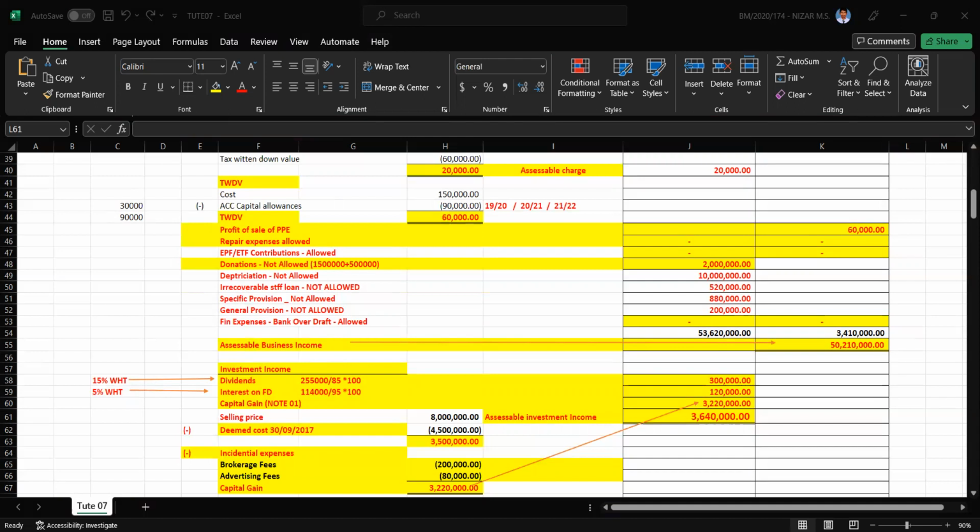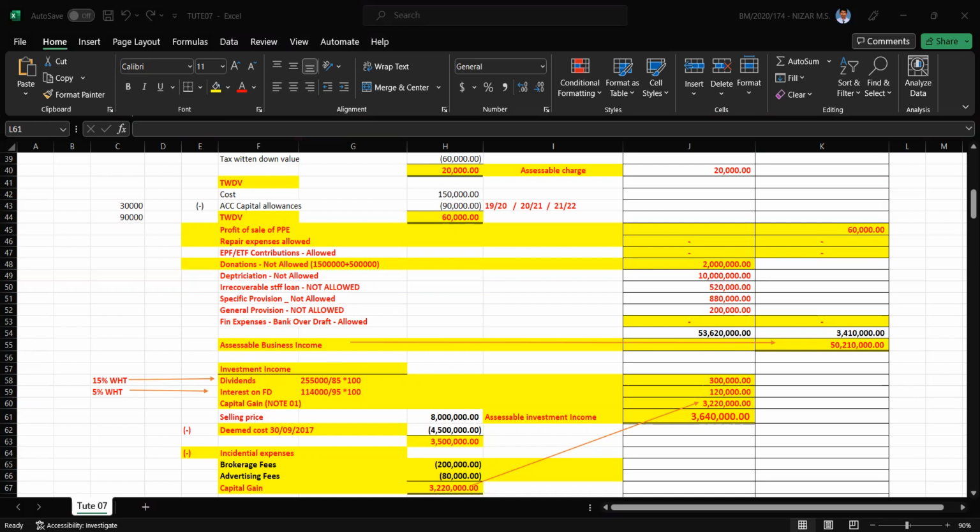Gross tax payable converts to net tax payable. We can reduce the 5% withholding tax on interest as a tax credit, right? So the bare land capital gain, the computation of capital gain is clearly given in the Excel format. I'm rushing through. I'm not going to discuss in detail.